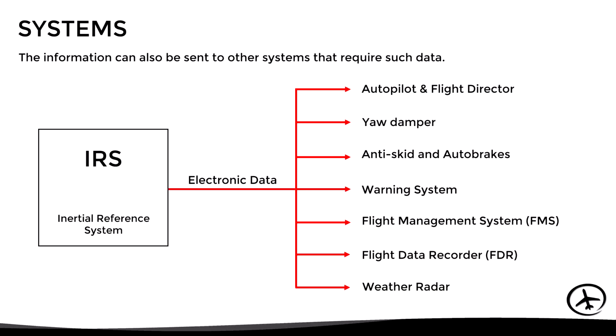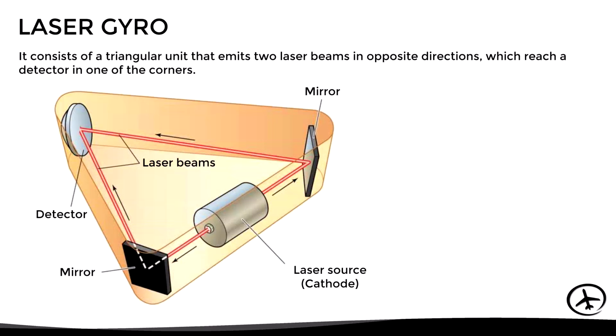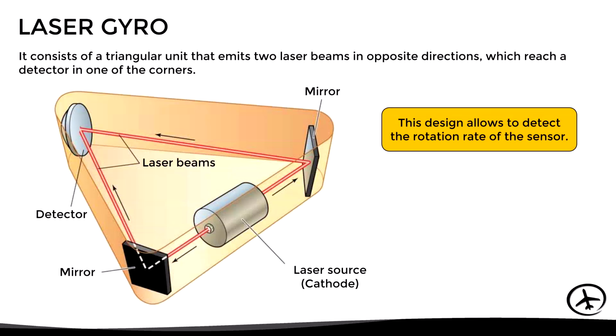Now that we have seen a brief description of how the IRS works, let's take a closer look at its sensors, starting with the laser gyroscope. This sensor consists of a triangular unit that emits two laser beams in opposite directions, which reach a detector in one of the corners, as we can see in the image. This design allows it to detect the rotation rate of the sensor, or in other words, how fast the sensor is rotating around one of its axes.